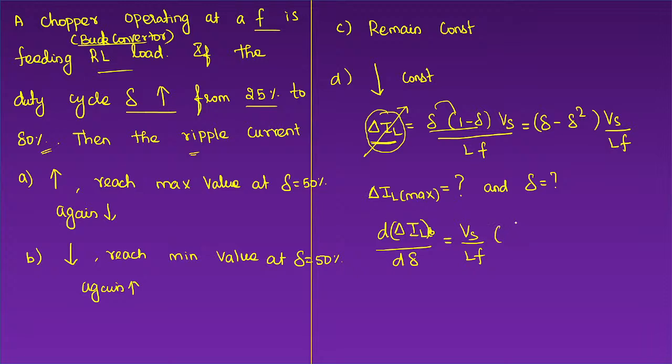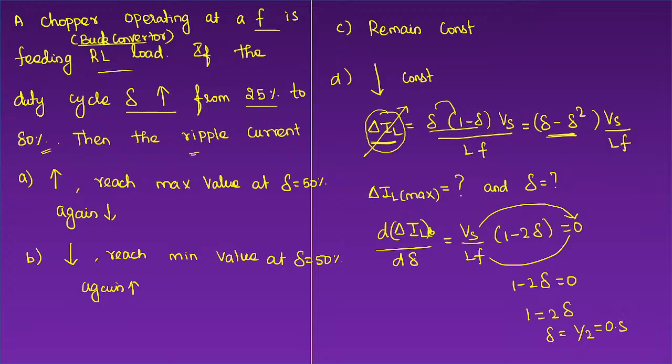In the bracket, if I differentiate this function with respect to delta, I get 1 minus 2 times delta. Then I equate it to 0. Yes or no? Passing Vs by Lf to the right side, it becomes 0. We can say 1 minus 2 times delta equals 0, so 1 equals 2 times delta, or delta equals 1 by 2, or delta equals 0.5.